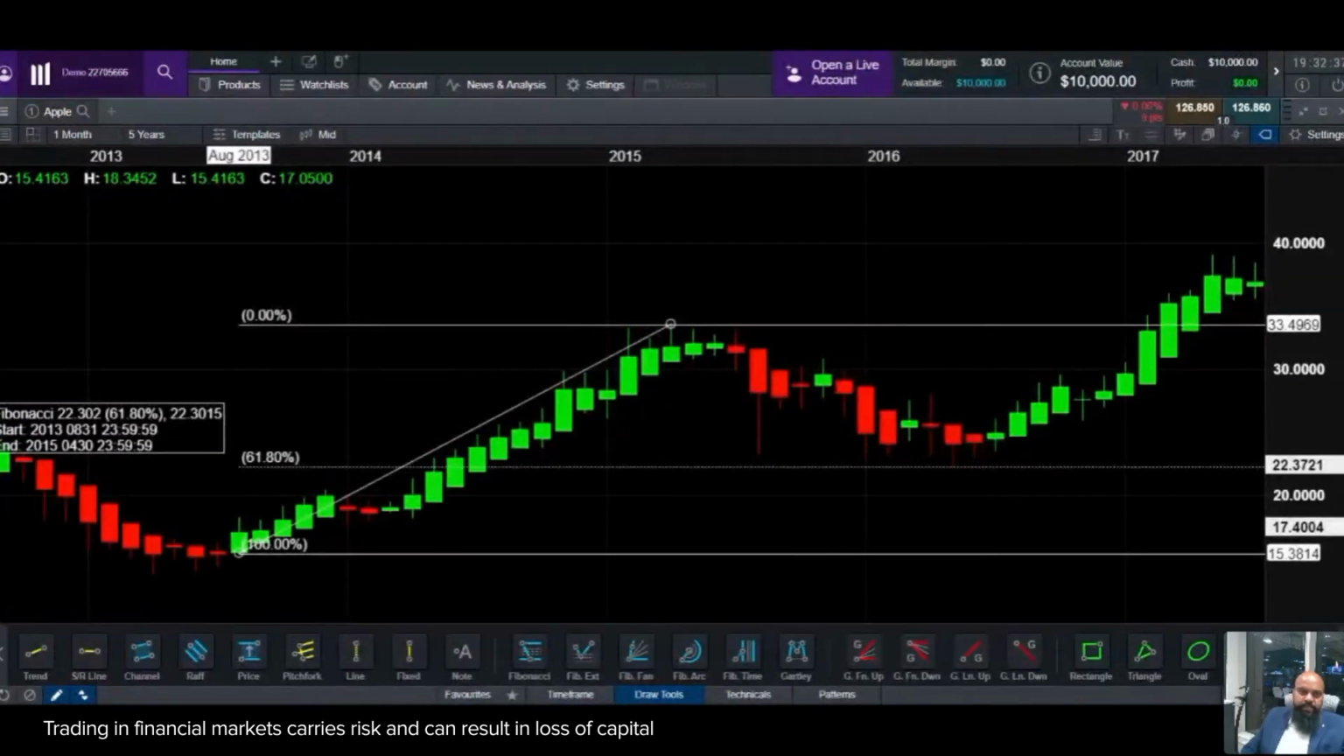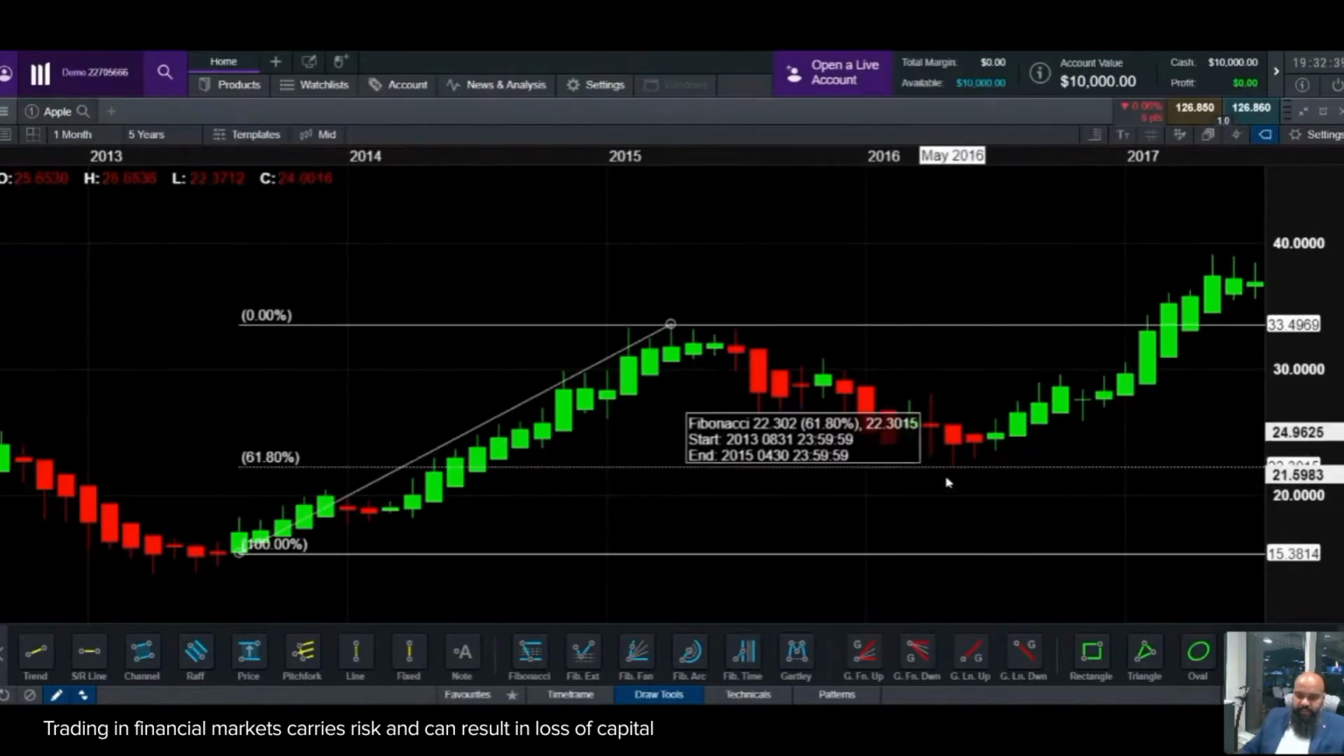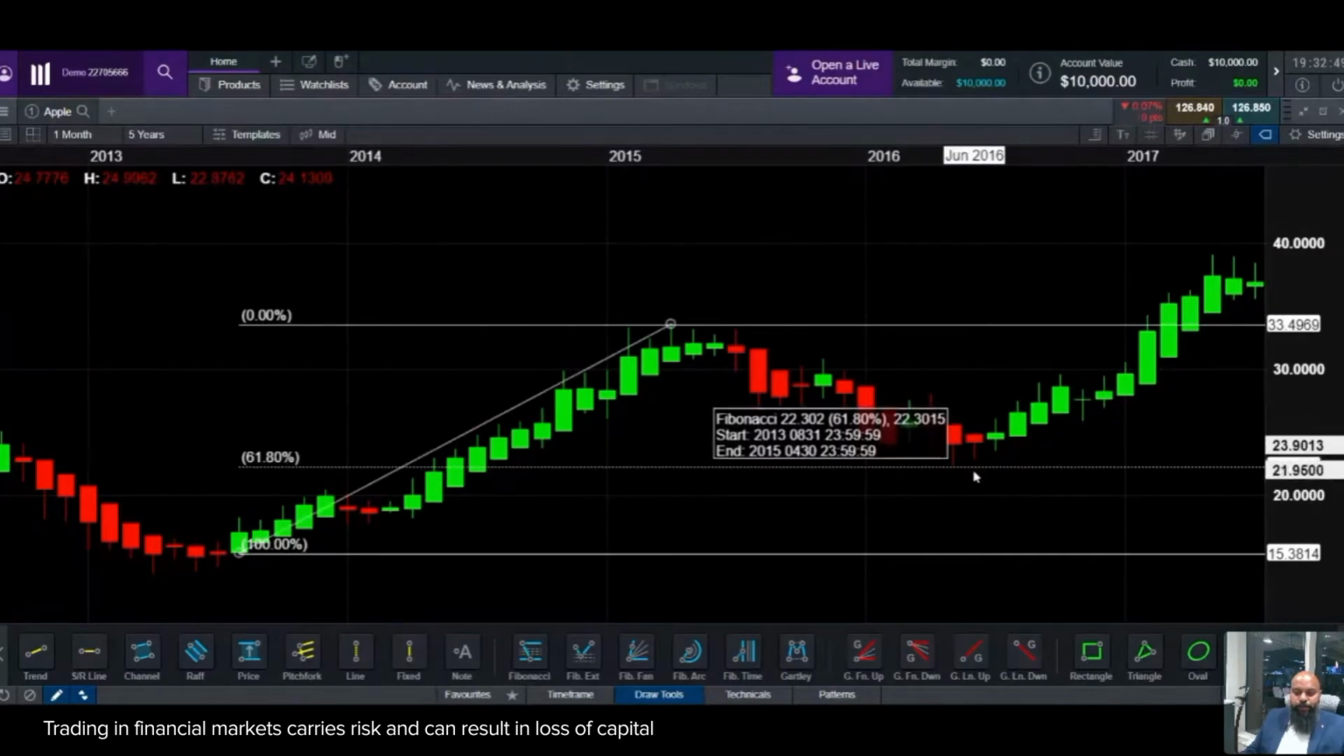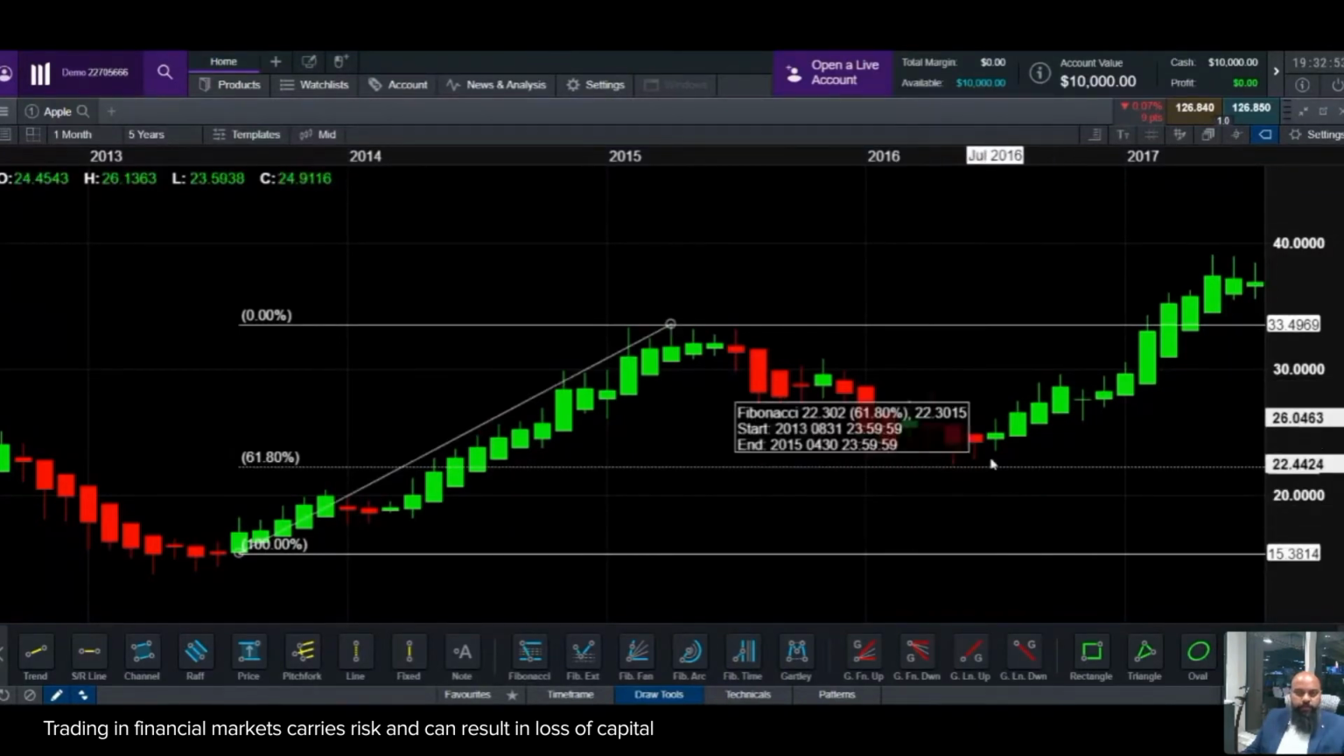I know it looks magical, but it's not always magical. There are days where it breaks below 61.8. So it is not 100% sure shot that every time it comes to 61.8, it bounces back. I will show you a couple of examples where 61.8 did not matter, where the prices dropped even further.